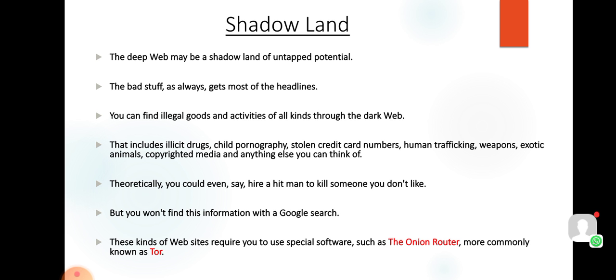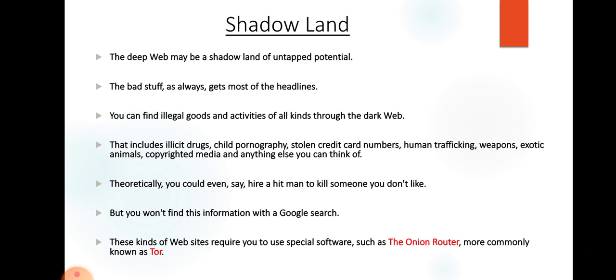So for that we'll require a different kind of search engine. That search engine will provide you access to these kinds of websites, which require special software such as the Onion Router, most commonly known as TOR. By using such software, that is TOR, we get access to illegal kinds of activities. If you require illegal activities, you will get in through such TOR software.